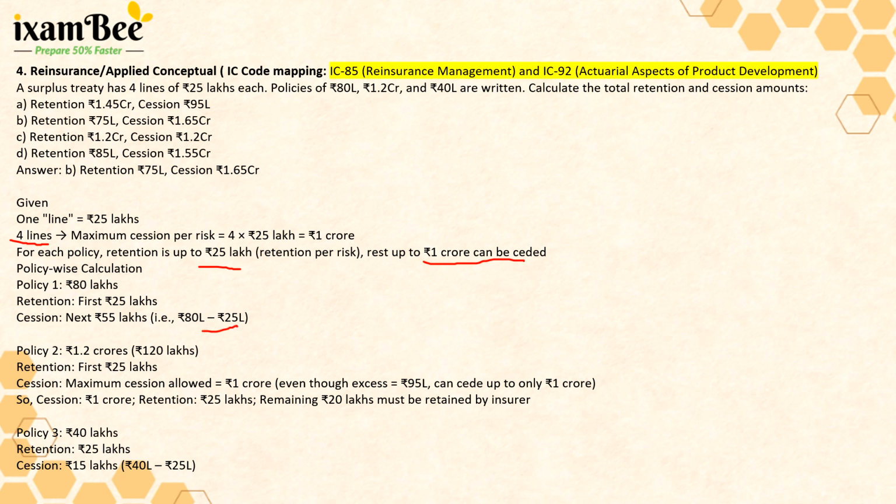Policy number 2, which is 1.2 crore or 120 lakhs. We retain the first 25 lakhs, and for the cession, the maximum allowed is 1 crore. So even though the excess is 95 lakh, we can cede only up to 1 crore. So over and above 1 crore, 20 lakhs must be retained by the insurer. Policy number 3 of 40 lakhs. Here the retention would be 25 lakhs and the cession would be 15 lakhs.